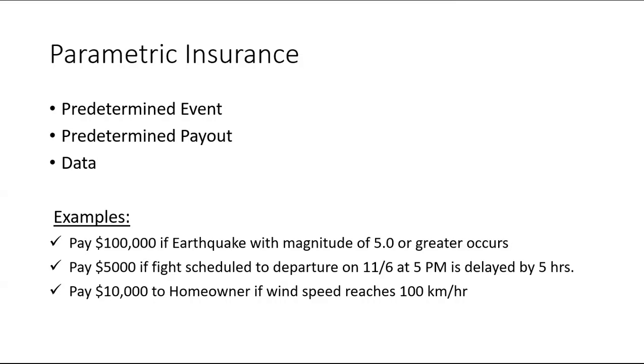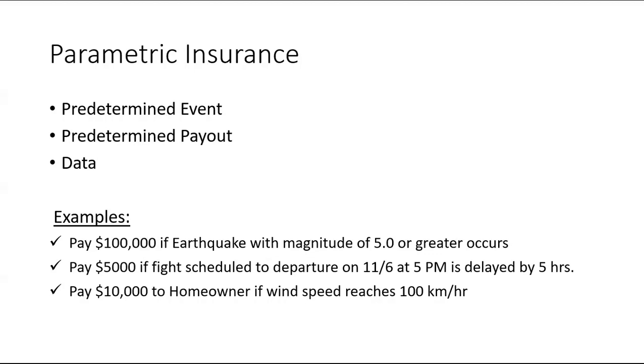In this case, the predetermined event is wind, and that event is very specific: wind that reaches 100 km per hour, and the predetermined payout here is $10,000. The third part is a very critical part of parametric insurance. The insurance company should be able to find the specific data. In this case, it should be able to work with third-party vendors who can accurately measure the wind speed.